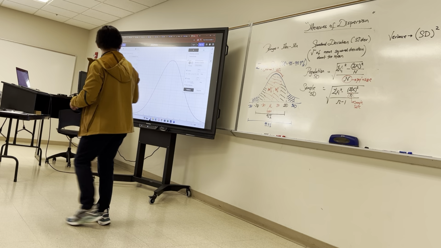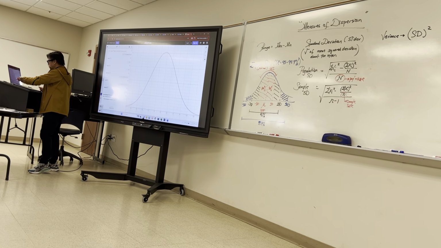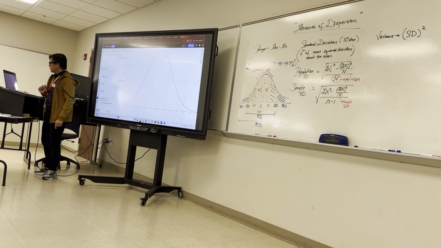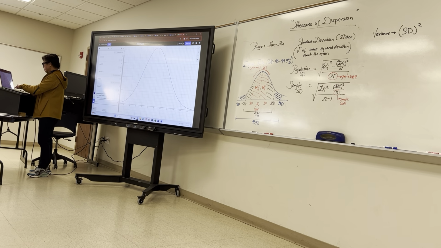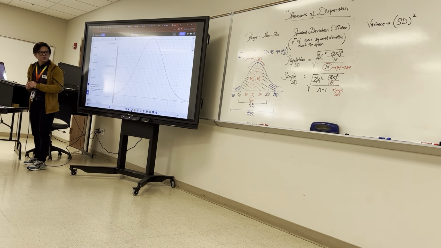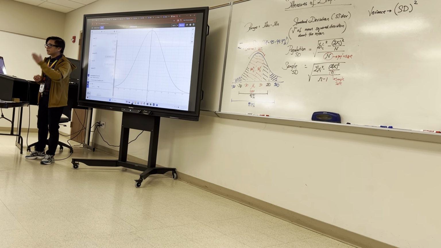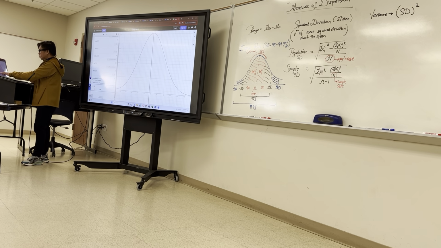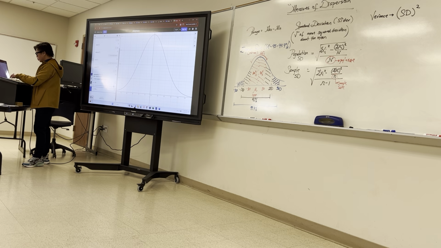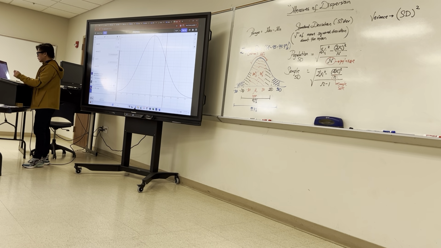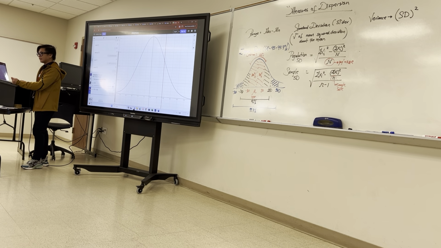So what do we notice on this data set? Where is the mean once again? X equals what? 79. You see the 79 is at the middle. Next, I'm going to put in the first one: 79 plus 1 standard deviation above. Are we good? Right.